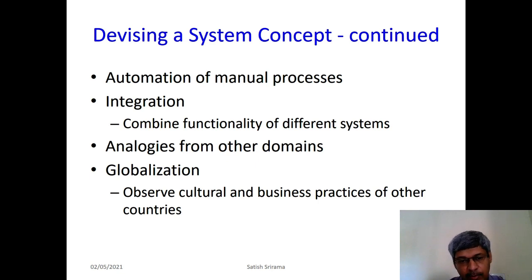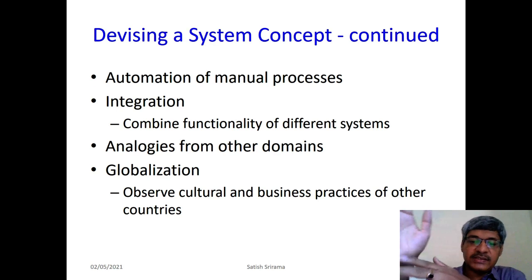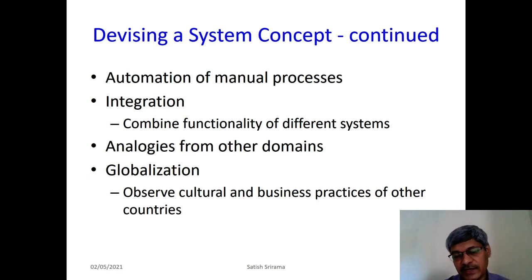Or you can also think about analogies from other domains. For example, you are in one type of industry, and there is another industry where a different type of application is very successful and they are using it. Can you bring it and adapt it to your specific industry? So, analogies from other domains. These are different ways you can think about a new system conception.